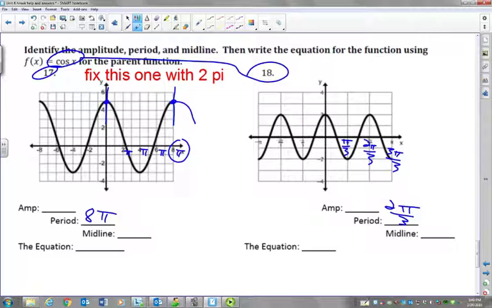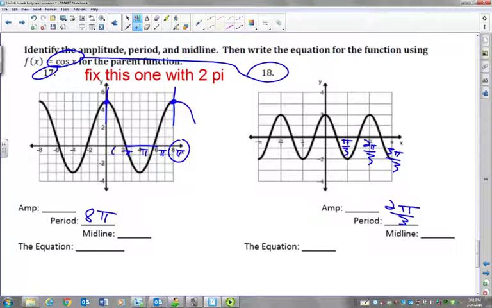Okay, so we have 8 pi as our period, one full cycle. Now we've got to find our midline. So try to find our halfway mark. Use your finger, use your pencil. See how this marking is there? Use your pencil and run along the graph. Does that look halfway? No. Right there, is that halfway?